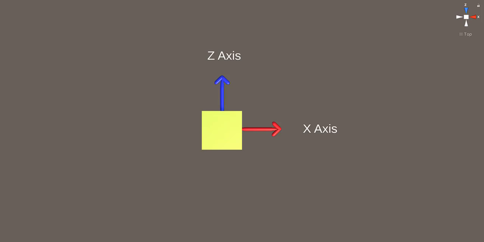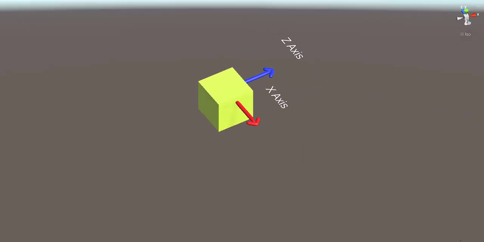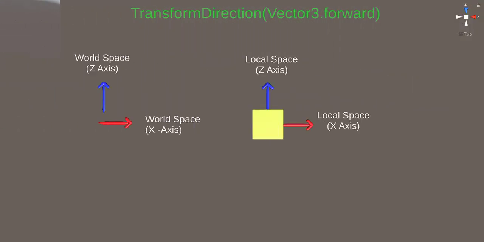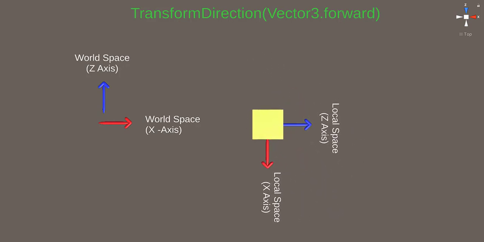There are several questions on the net regarding Unity's transform direction method, whether to use it with transform or Vector3 directions. The most commonly asked question is, if the game object is rotated, let's say 90 degrees around the y-axis, why is there a difference between the output of transform.forward and Vector3.forward?